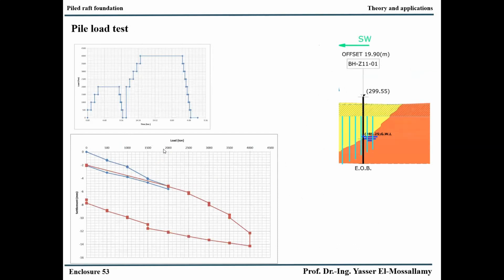We have also done pile load tests, and you can see that we cannot see any real evidence of failure. At 4,000 kilonewtons, we have less than 14 millimeters of settlement. This is less than the elastic shortening of the pile material itself.